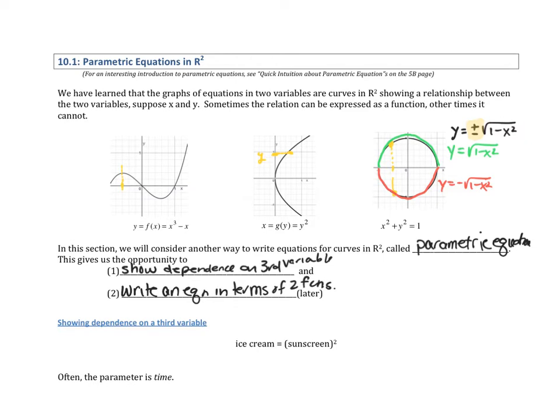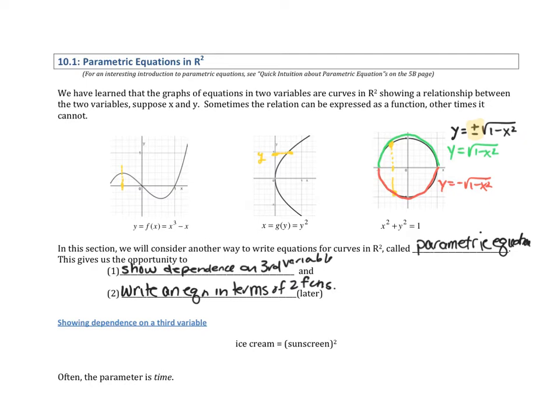So for the first idea that we're going to look at, showing dependence on a third variable, I actually found what I thought was an interesting introduction to parametric equations. It is on my Math 5B page, and it's under the link Quick Intuition About Parametric Equations. But suppose you saw this relationship.